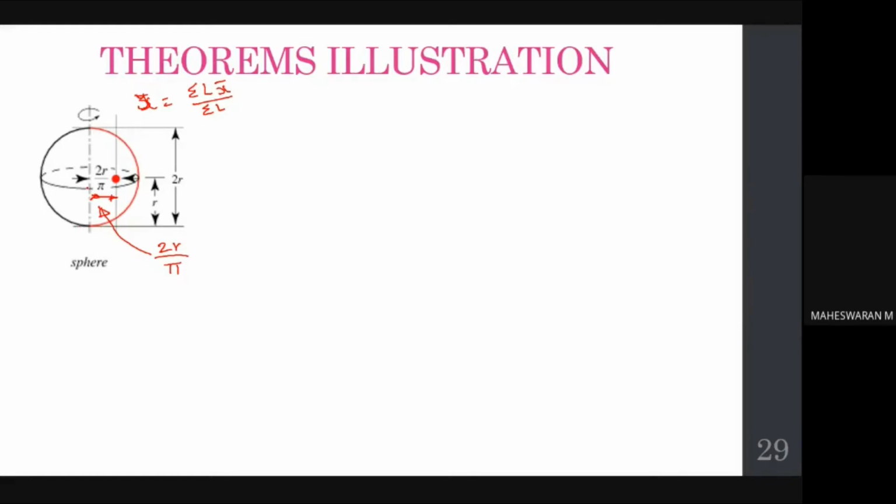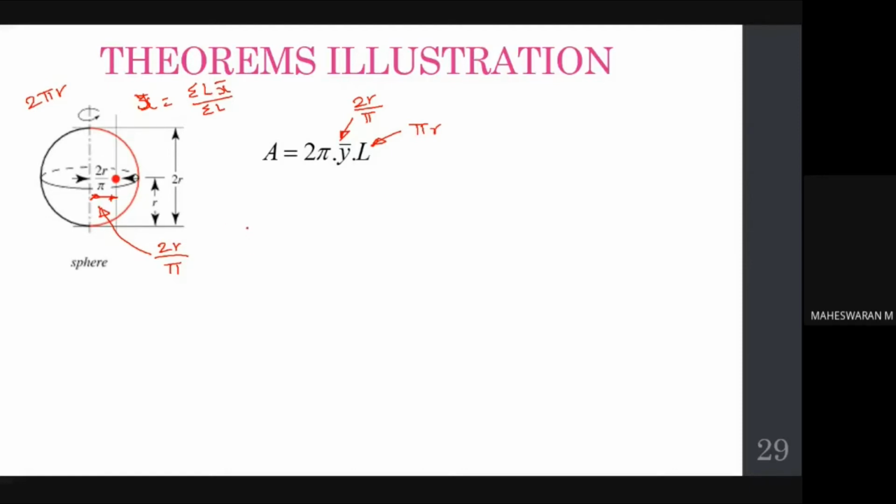According to this, my area is 2 pi into y bar into L. What is my y bar here? My y bar is 2r by pi. What is my L? L is my length, the red curve length that I want. How to identify that curve length? You know that the circumference of the entire circle is 2 pi r. It is a semicircle, so what will be this length? It is nothing but pi r.